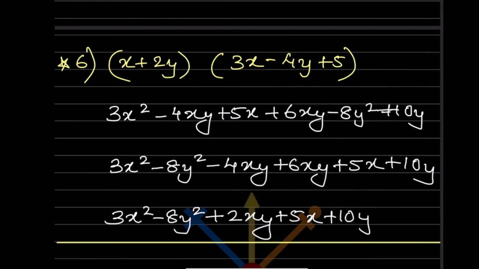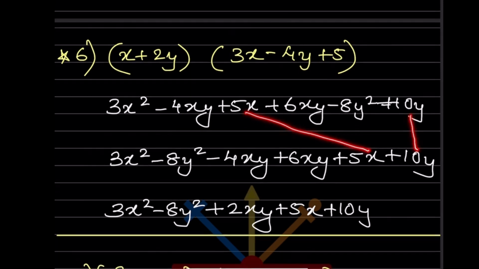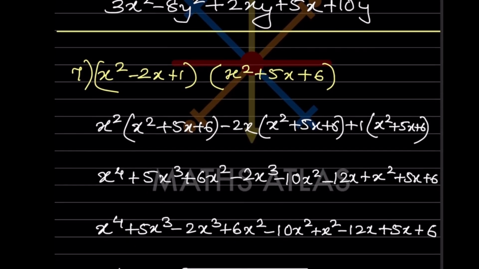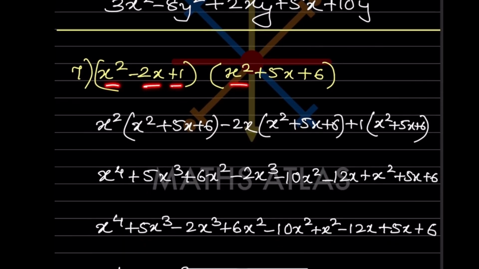So now what will you do here? This will be here 3x square. Now along with this, let us take y square, so minus 8y square over here. Then we'll take this minus 4xy and this plus 6xy together. Then 5x, and this will be 10y. So here this will be same. Minus 4xy plus 6xy means plus 6 minus 4, that is going to be plus 2xy. 5x as it is, and this is 10y as it is. So now you can see both places there are 3 terms.